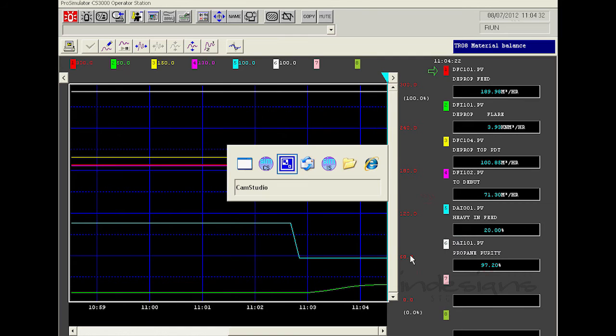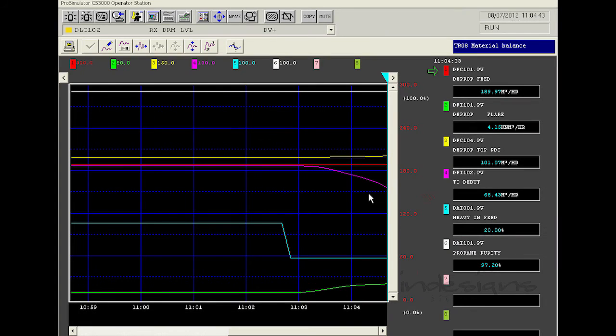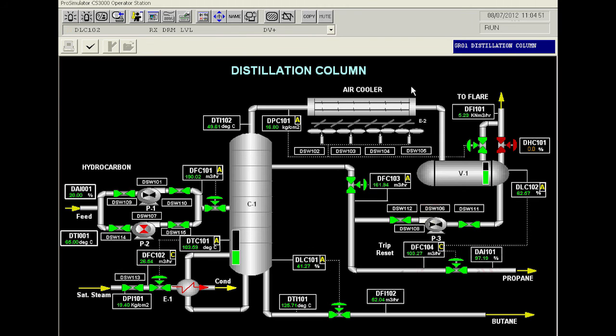Let us just run the simulator faster than the real time to observe the impact quicker. I am just running the simulator 10 times real time. Now we can observe the changes much faster.